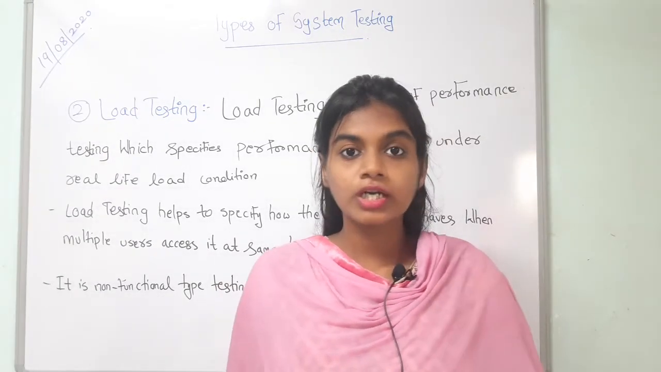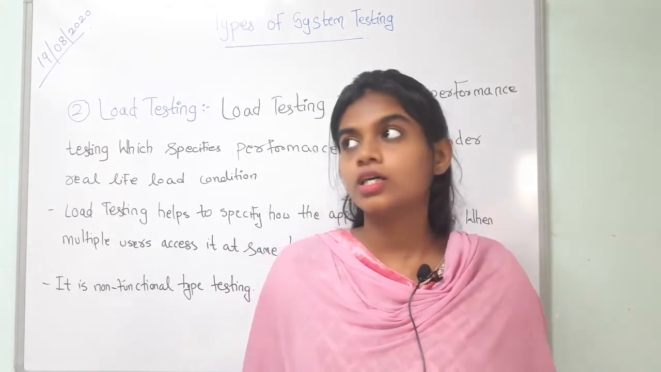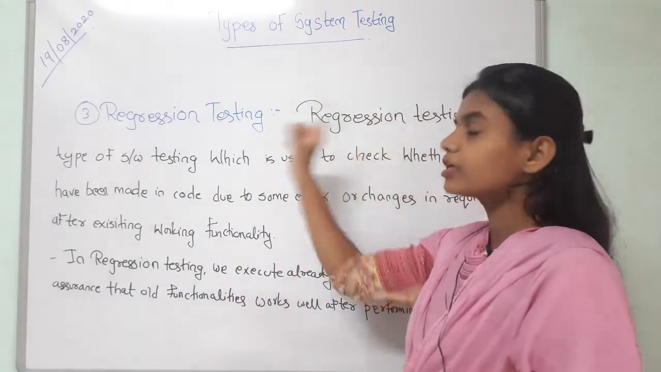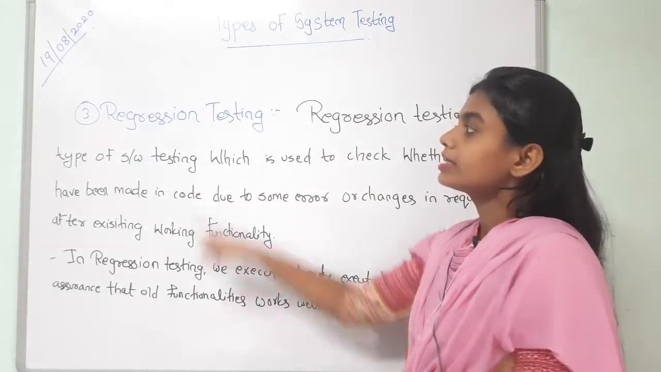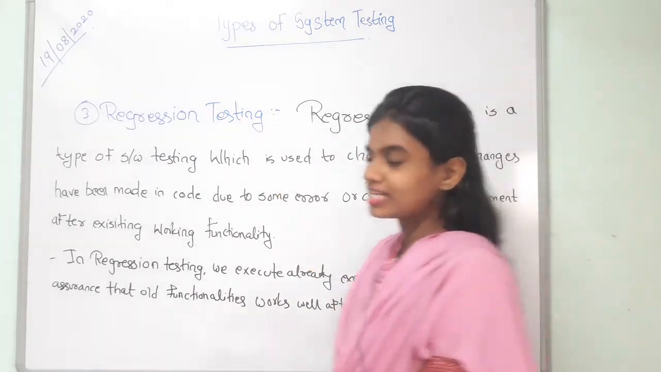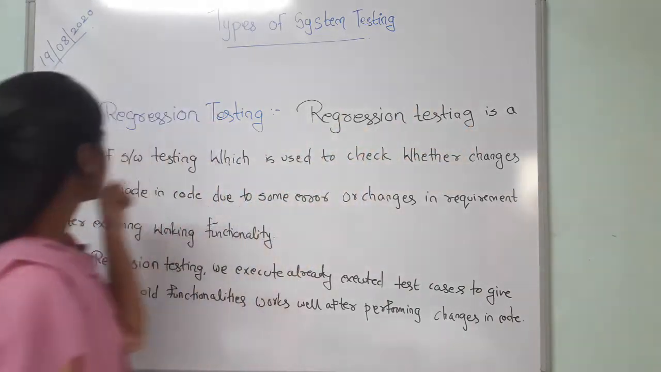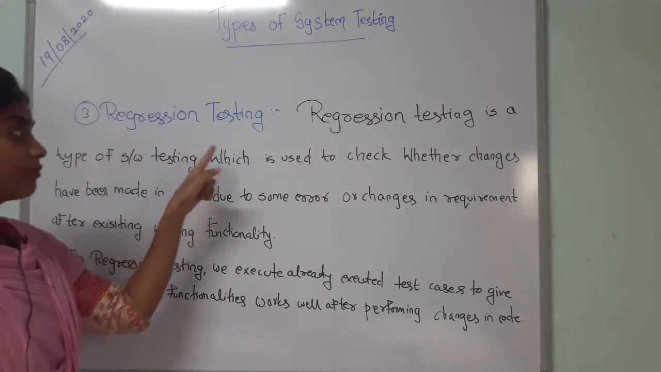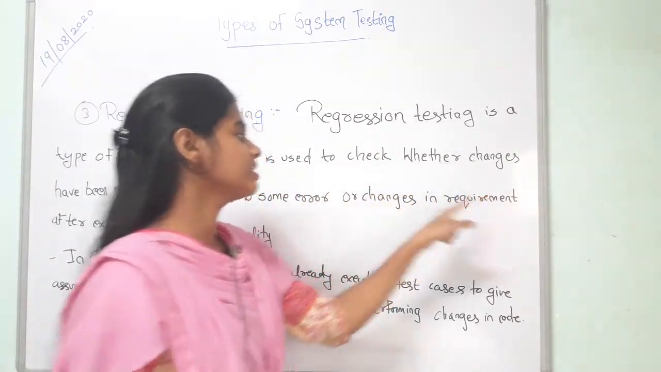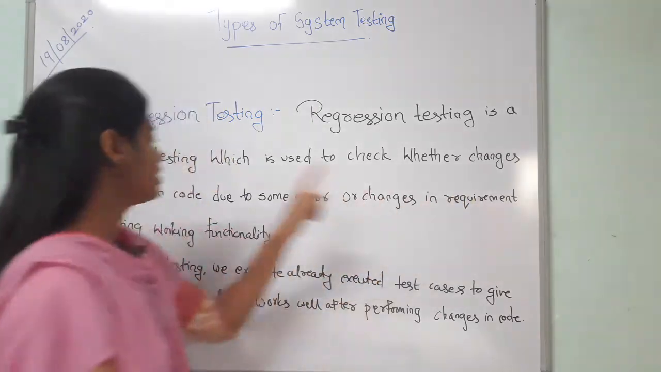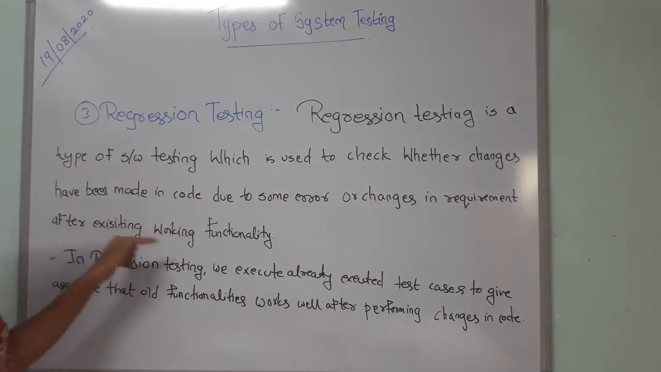Now we'll go to the third type of testing, that is regression testing. This is the third type of system testing, regression testing. So let's read the line. Regression testing is a type of software testing which is used to check whether changes made in code due to some error or changes in requirement affect the existing working functionality.